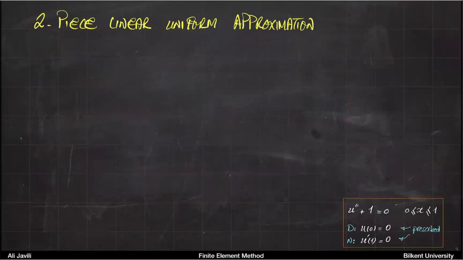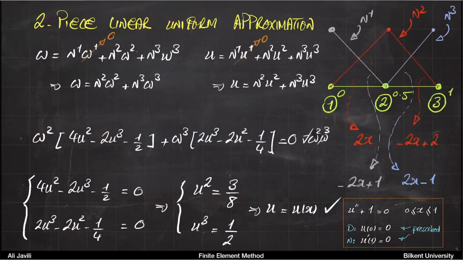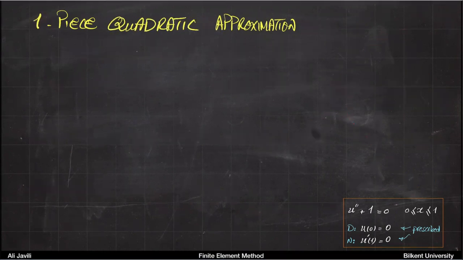Okay, and now for that one-piece quadratic approximation, the approach is very similar to what we did before. The first step would be to define the shape functions like we did here. And then once you have the shape functions, we proceed from there. But before I do that, as I mentioned, this is what we will do, what we want to start in the next lecture.